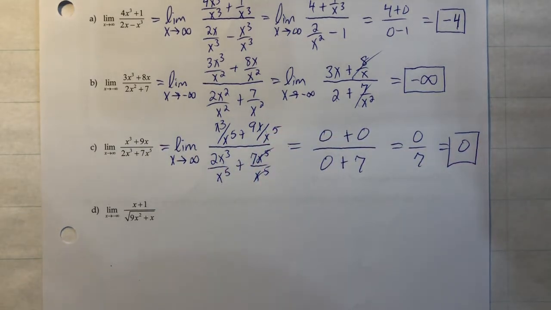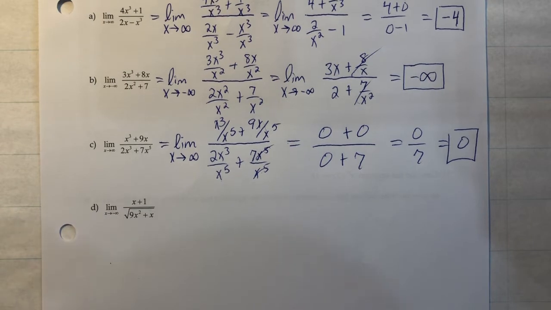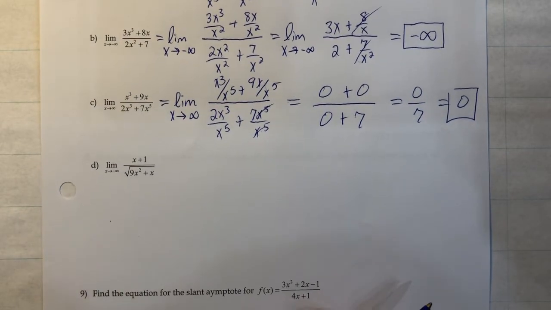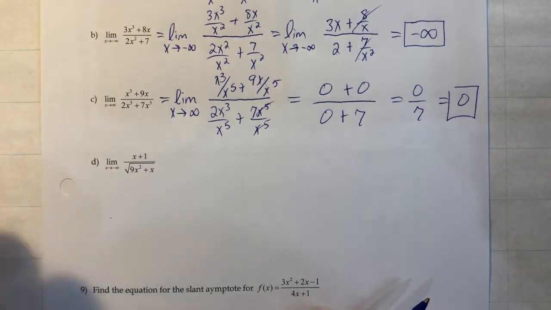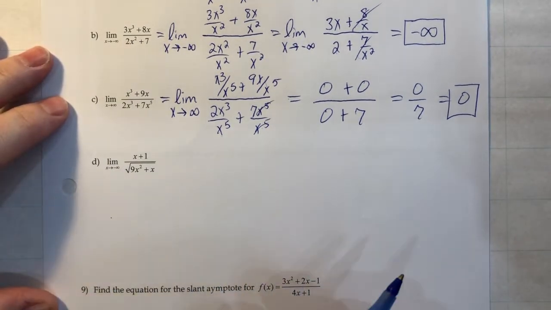All right, and now let's look at our favorite kind, the square root kind. That's all right, though. These are easy as long as the limit doesn't go to negative infinity. Oh, that's where we're going, negative infinity. So why is that a trickier case?